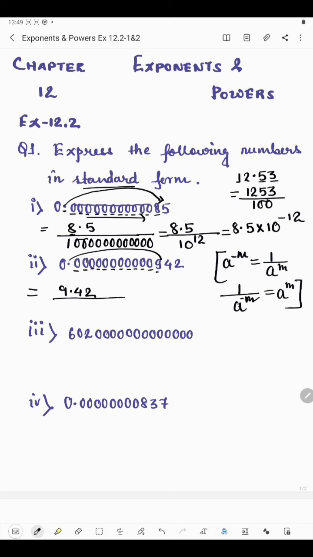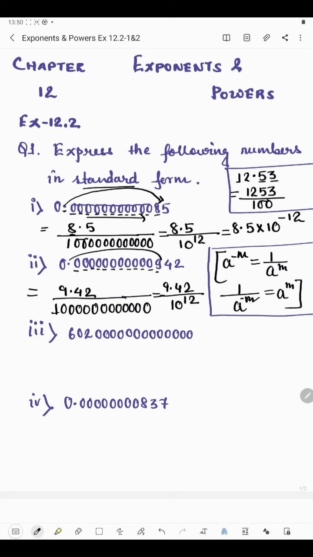12 places. So with 1 there will be 12 zeros. 1, 2, 3, 4, 5, 6, 7, 8, 9, 10, 11, 12. Now we will write this in power notation. So it will be 10 raised to the power 12. Now we will take this 10 to the power 12 to the numerator, so power will become negative. So 9.42 multiplied by 10 raised to the power minus 12.